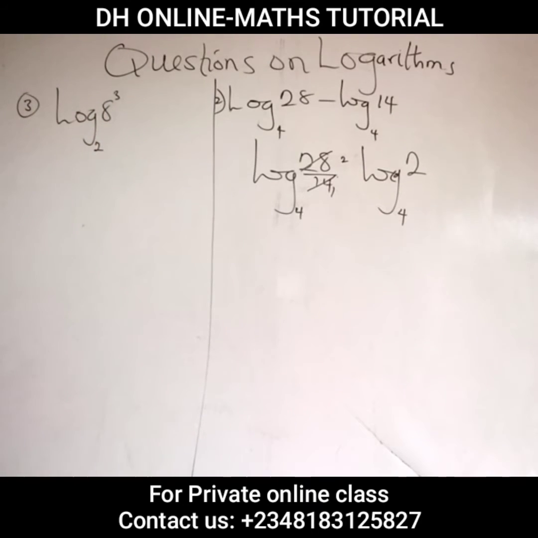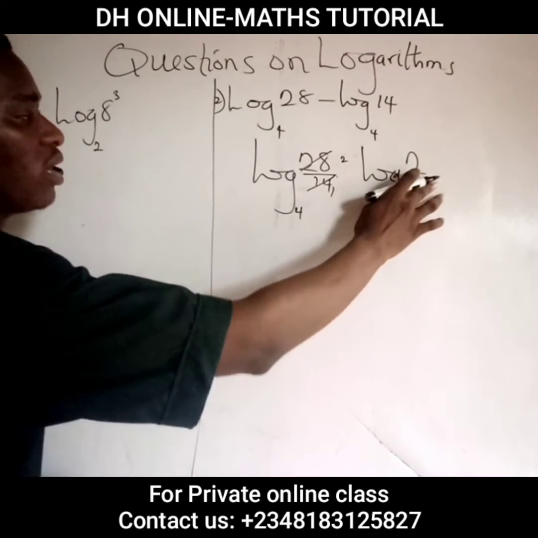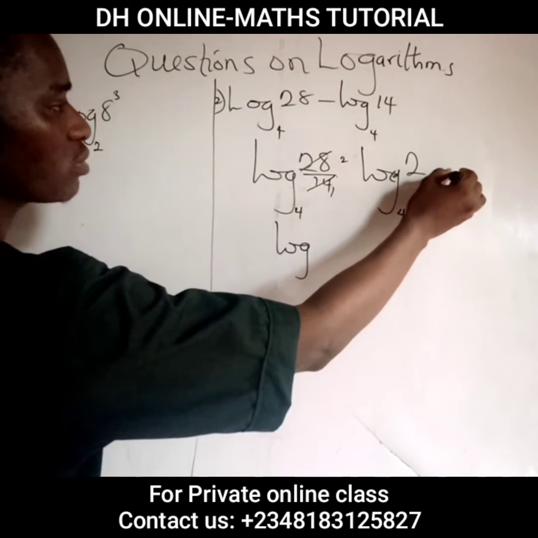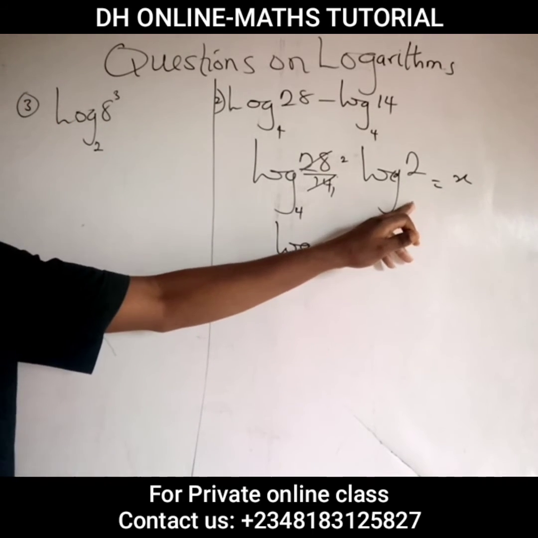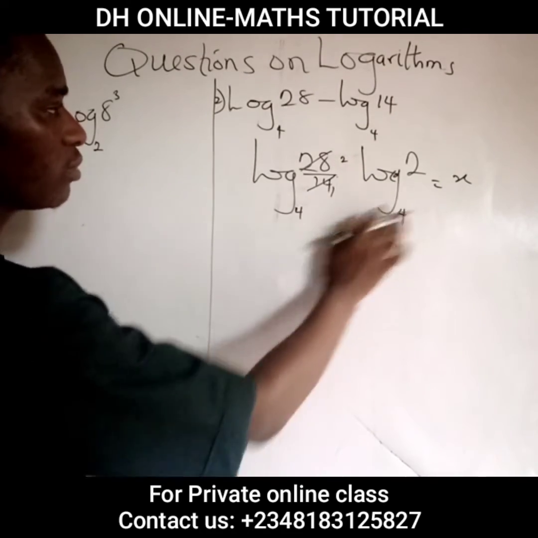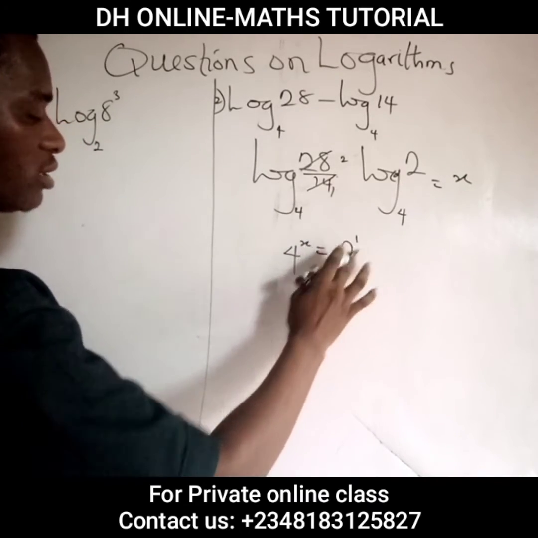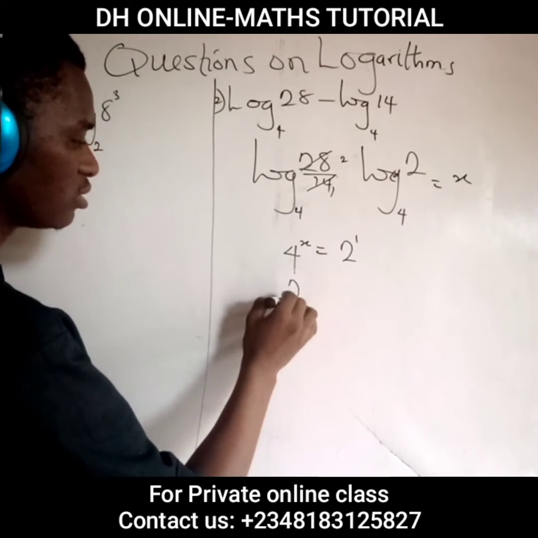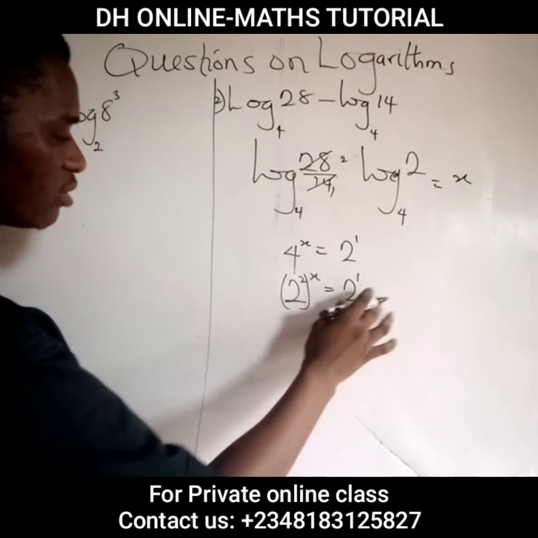The next thing we do here is solve just the way we did the first one. So we say log 2 to the base 4 is equal to x, since we don't know what 4 is raised to. So this is 4 to the power of x equal to 2 to the power of 1, because nothing is there. So we write the 4 as 2 to the power of 2, and we have x outside, and 2 to the power of 1.